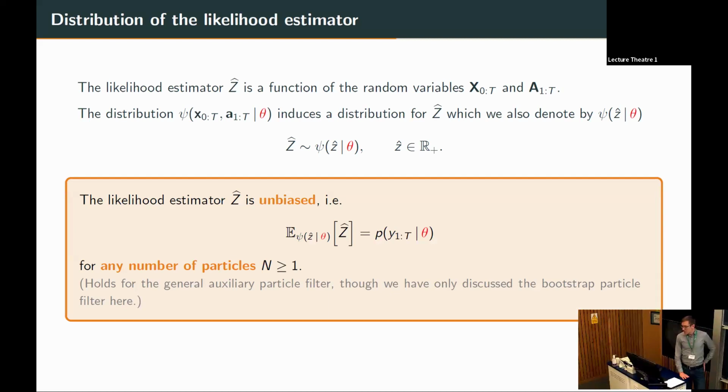Okay, final thing to note here about this likelihood estimator is that it's unbiased, and I think that this is something that you have encountered before. What I mean by that is simply that the expected value of this z hat with respect to the distribution psi is equal to the true likelihood. And this holds for any number of particles. So it's a non-asymptotic result. We don't have to rely on running it with a large number of particles for this to hold. And it also holds for any SMC algorithm, as I said before, so not just the bootstrap. And this unbiasedness is a property that we will use for constructing this particle Metropolis-Hastings method.